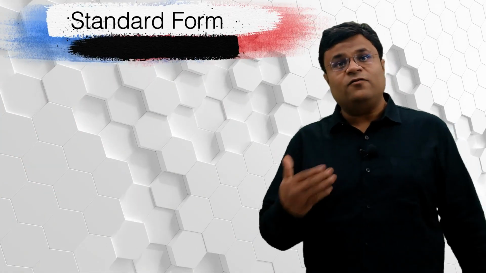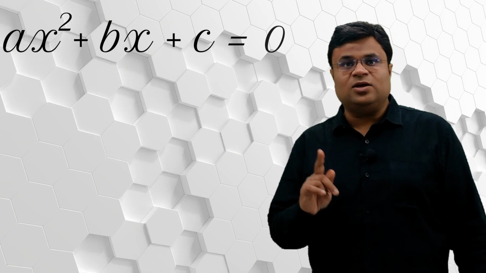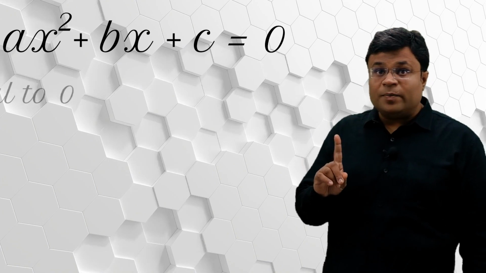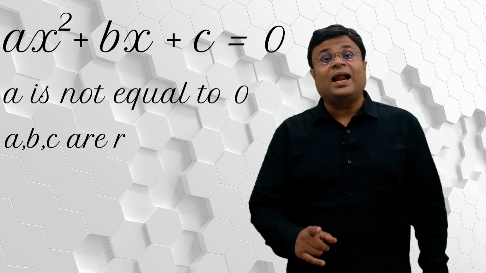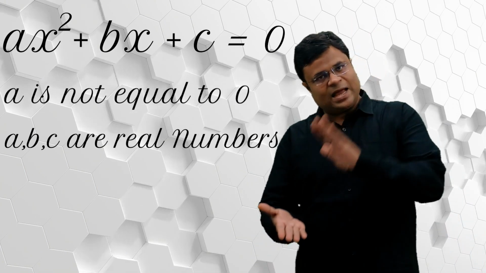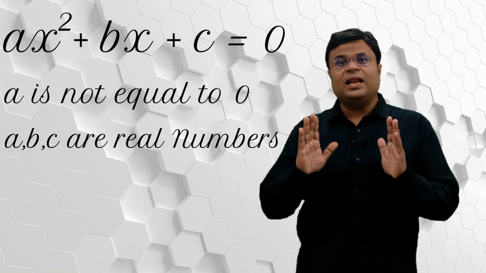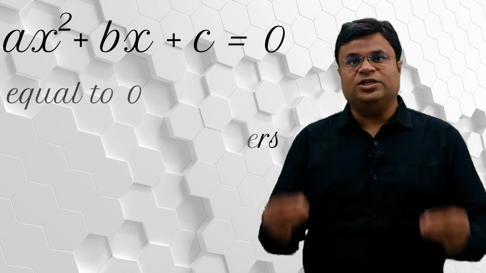What is the standard form of a quadratic equation? The standard form of a quadratic equation is ax² + bx + c = 0. Here we have to be aware of two things. First, a should not be equal to 0, and a, b, c are real numbers. They can be rational, they can be irrational, but they need to be real numbers. So this is how we express a quadratic equation.